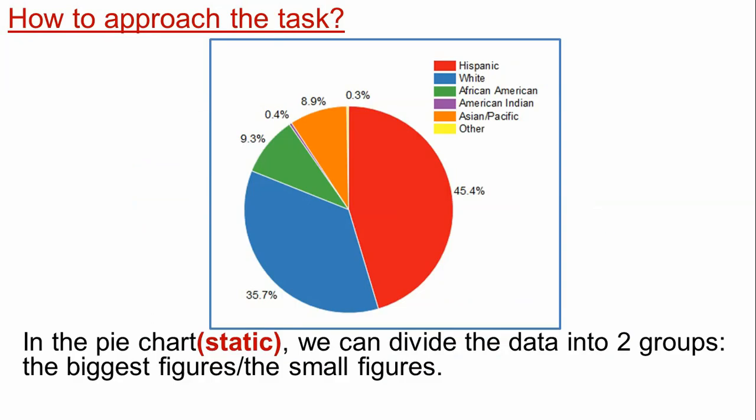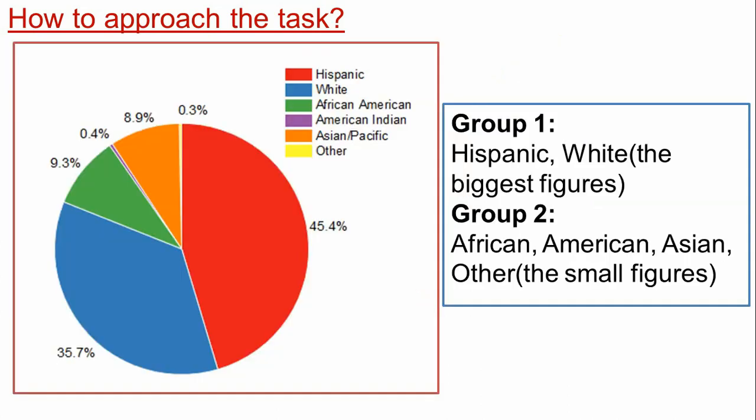In the static pie chart, we can divide the data into 2 groups, the biggest figures and the small figures. In this pie chart, we can see that Hispanic and white are the biggest figures. Others are the small figures. So, in that case, Group 1, Hispanic and white. Group 2, African, American, Asian.